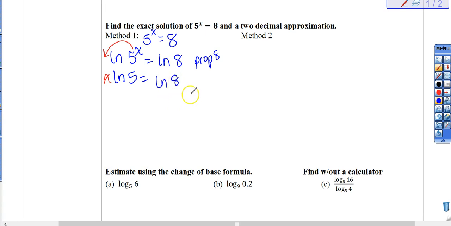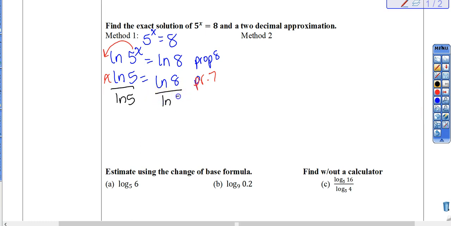Power down. Now I'm switching from my log properties and my exponential properties to my algebra skills. I am going to solve this equation for x. How do I do that? Oh, that's right. First, let me real quick go over here and just write that I employed property 7. That the log of a power is equal to the power times the log. So I powered down. So Joey has suggested that we divide both sides by the natural log of 5, and that is exactly what you should do. You're using your algebra skills to isolate x. So here's our exact solution. X is equal to the natural log of 8 over the natural log of 5. That is the exact solution.